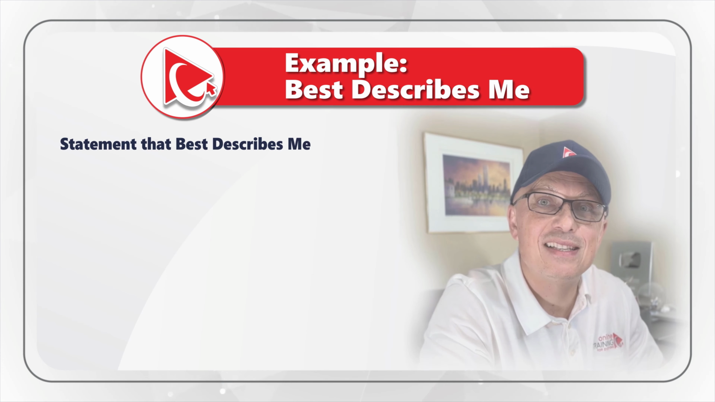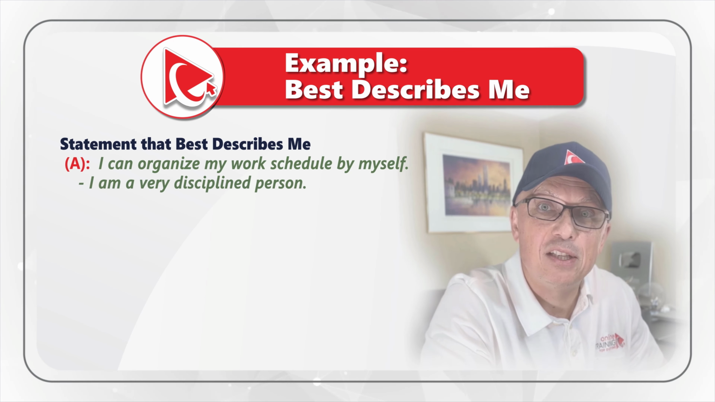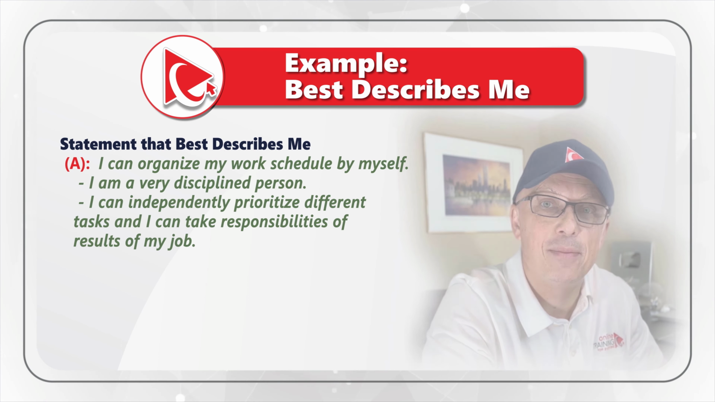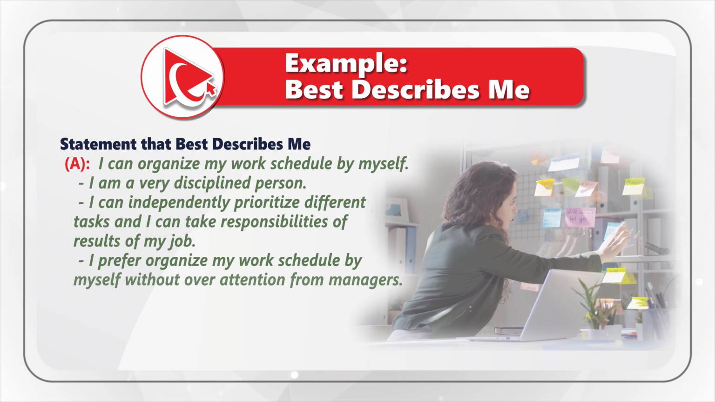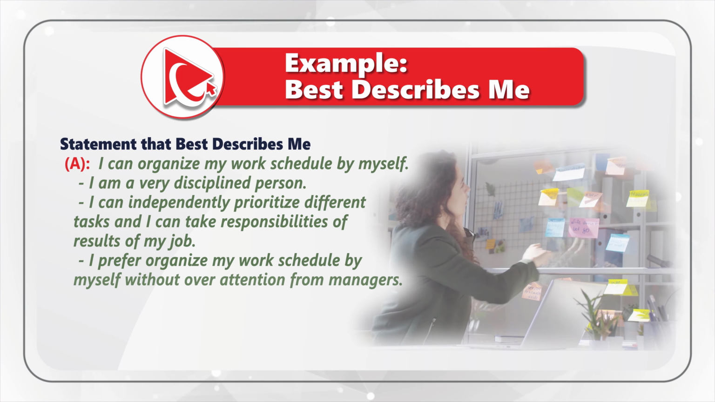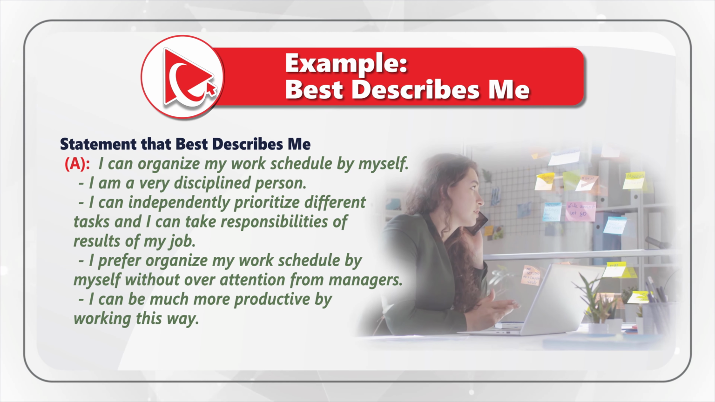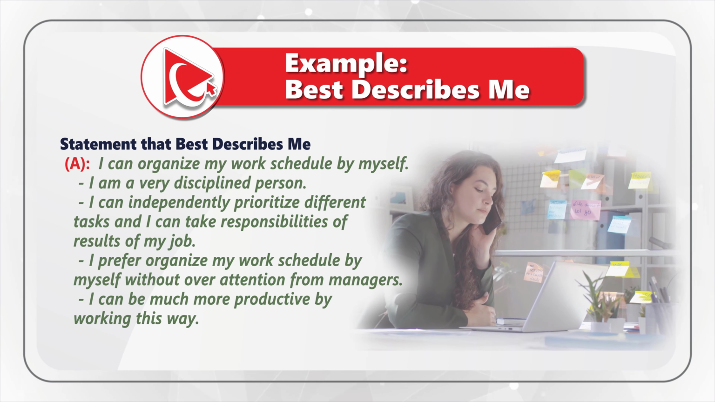One of the choices that you might select would be choice A. I can organize my work schedule by myself. I'm a very disciplined person. I can independently prioritize different tasks, and I can take responsibility of the results of my job. I prefer to organize my work schedule by myself without over-attention from managers. I can be much more productive by working in this way. This is why I selected the choice A. I can organize my work schedule by myself.